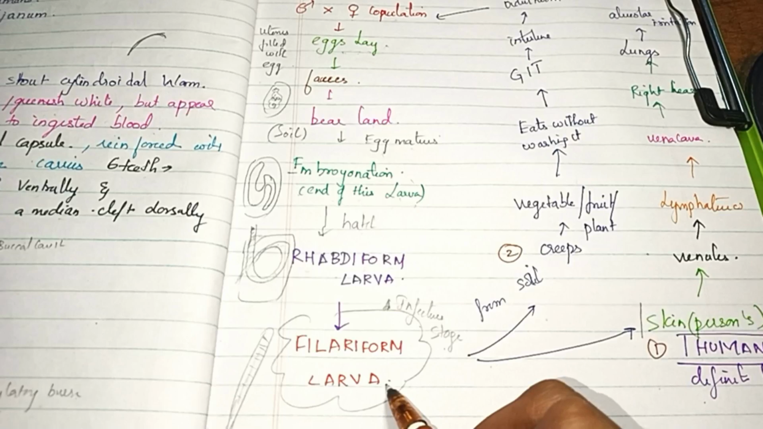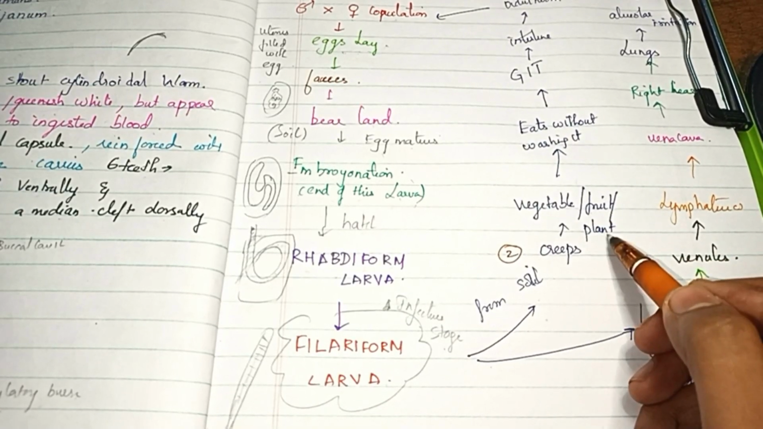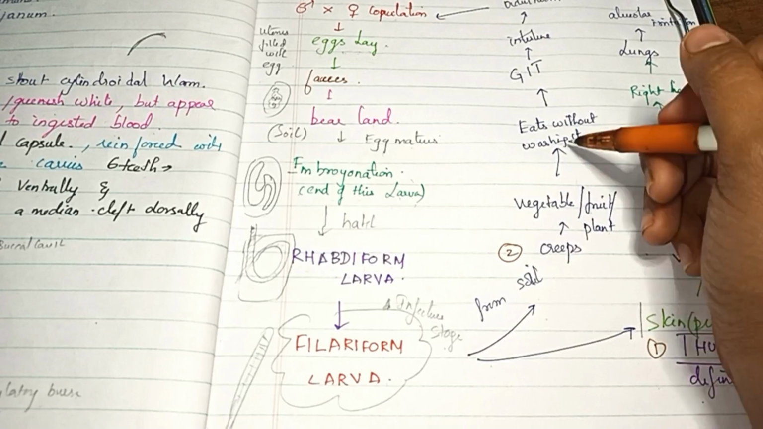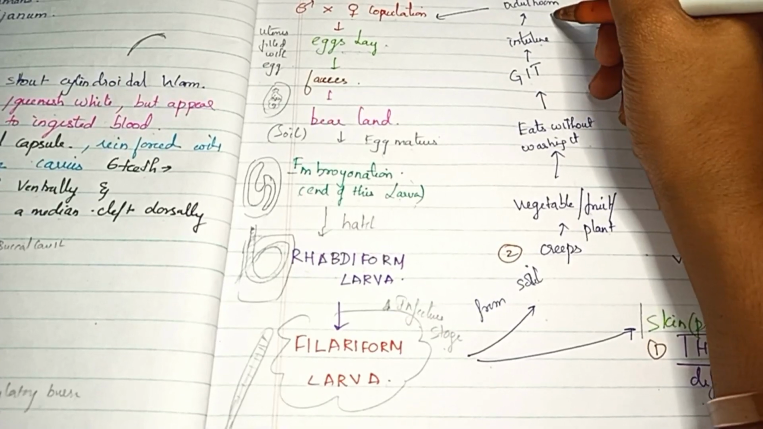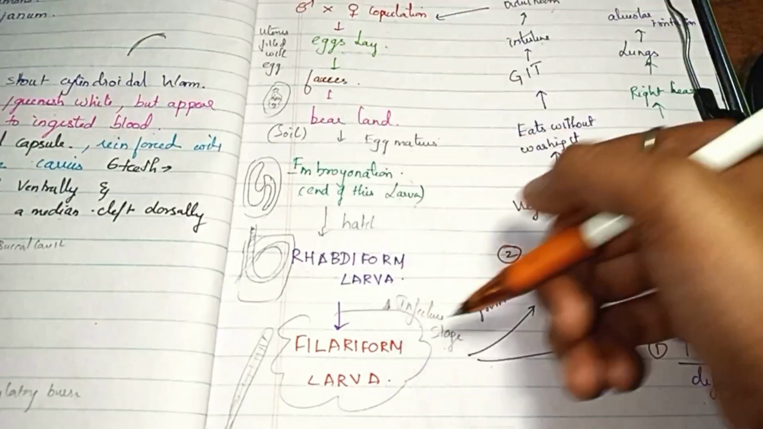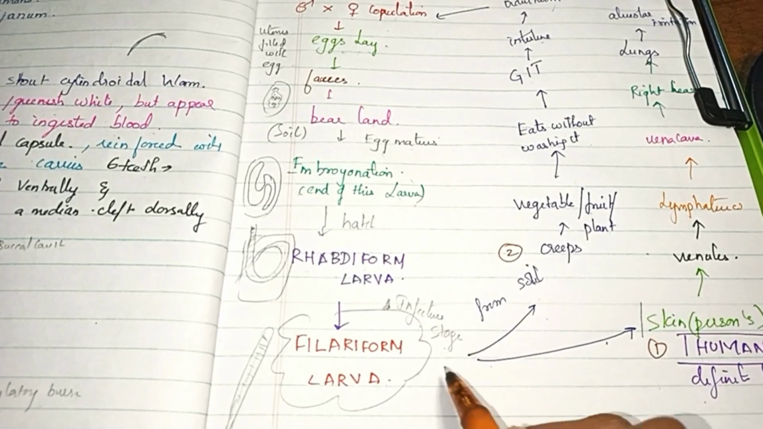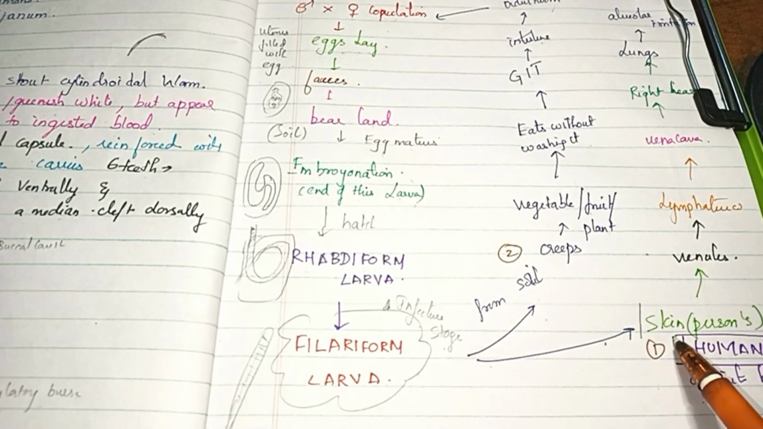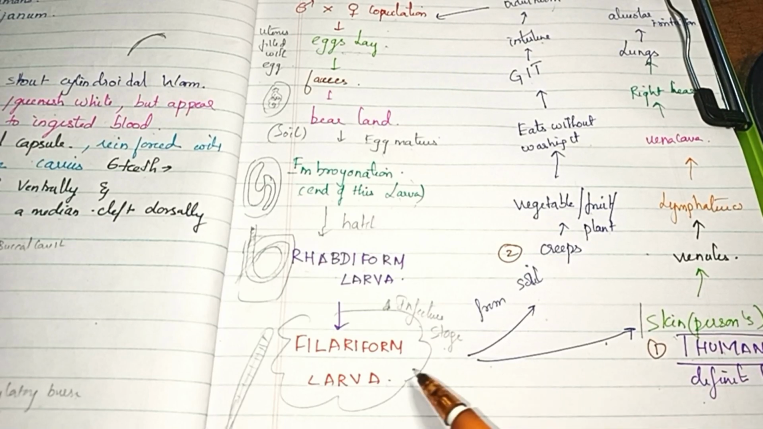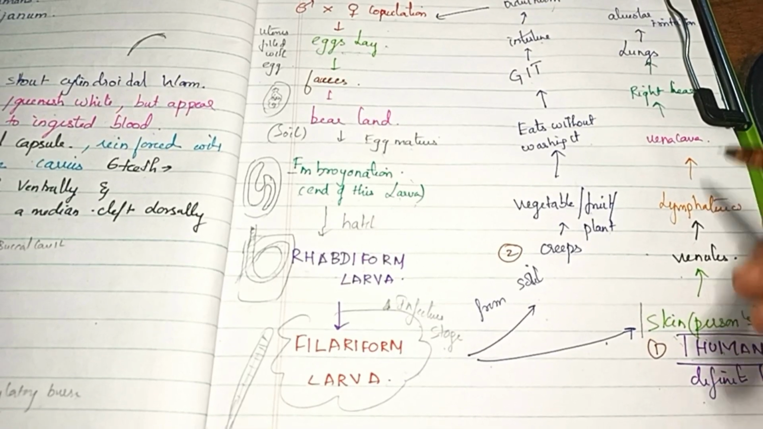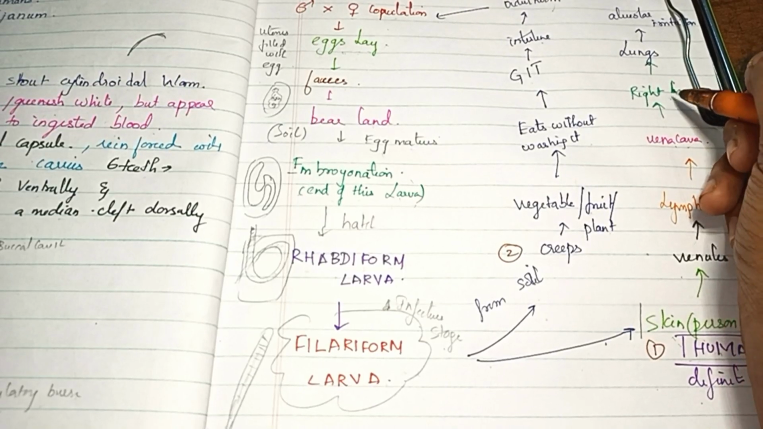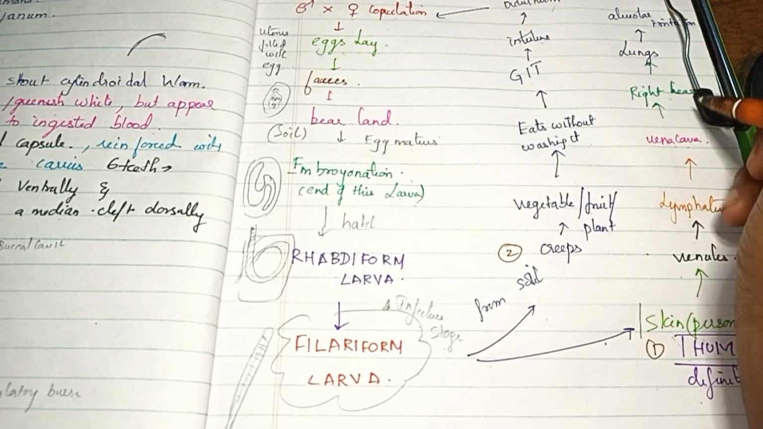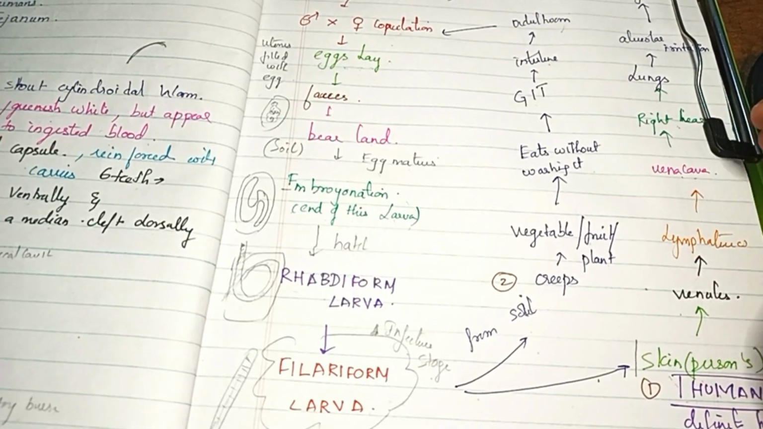This filariform larva can creep onto vegetables and plants. If we eat them without washing, it goes to the GIT, the intestine, and the adult worm again goes to copulation, and this cycle goes on. Or else, it can penetrate our skin while walking barefoot. The larva in the soil penetrates our skin, goes to the venules and lymphatic system, and reaches the vena cava. The vena cava leads to the right atrium, right ventricle, and then from the right ventricle through the pulmonary artery it reaches the lungs.